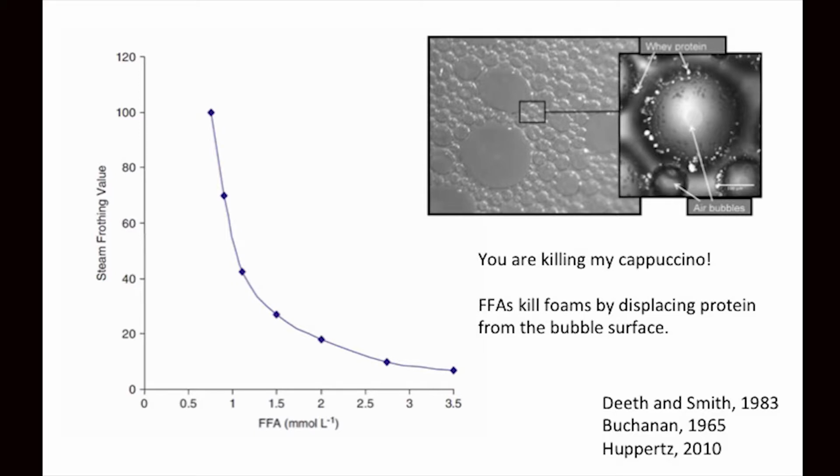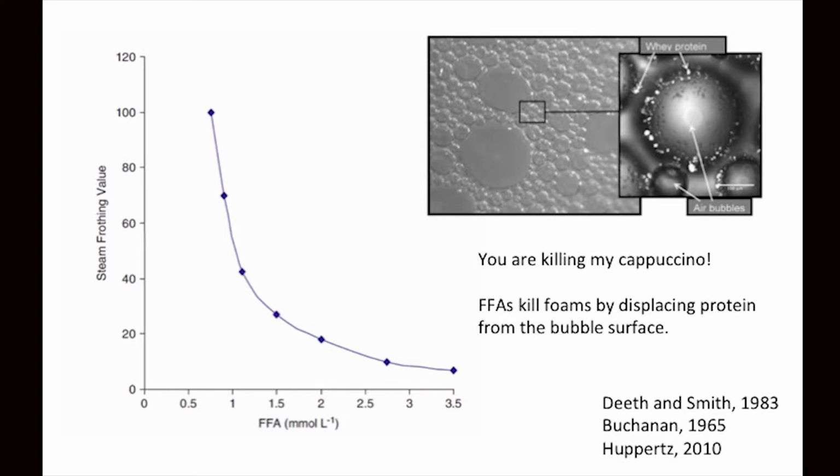And let's not talk about monoglycerides and diglycerides maybe, but maybe the monoglycerides play an effect there too. The free fatty acids are high enough that it will go in there and kill your cappuccino. So free fatty acids kill foams by displacing protein from the bubble surface, as shown by Buchanan in 1965. That's the year I was born. So there you go. And again, so the depression, but I want to show you something.